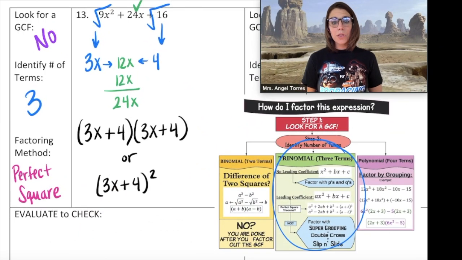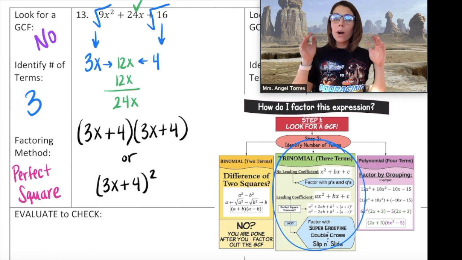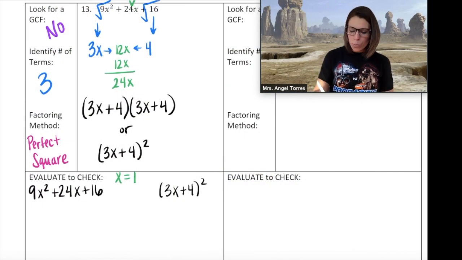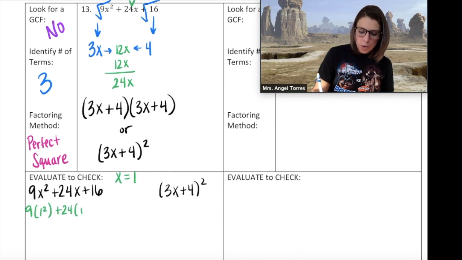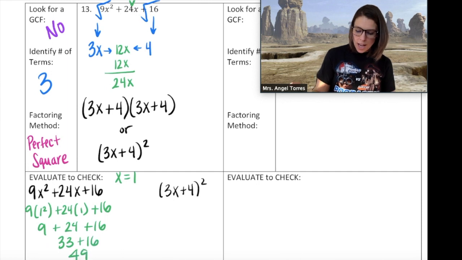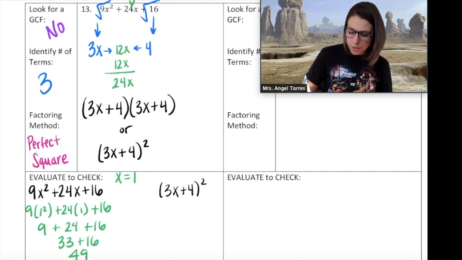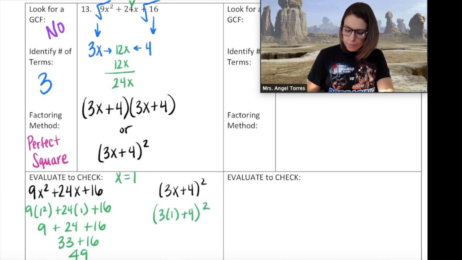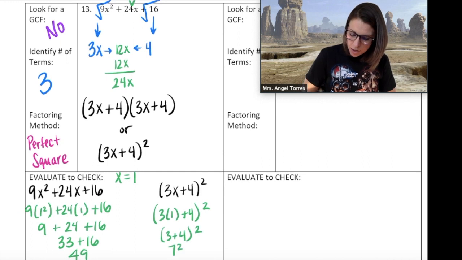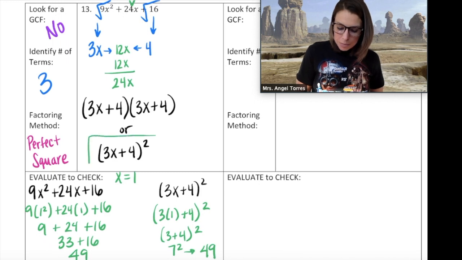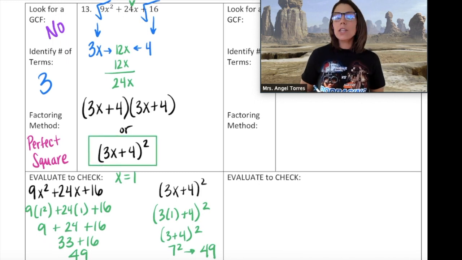All right, I ended up with 3x plus 4 times 3x plus 4, or the binomial 3x plus 4 squared. Let's set up our evaluate to check. Here we go, evaluating when x equals 1. 9 times 1 squared plus 24 times 1 plus 16 is 9 plus 24 plus 16, which is 33 plus 16, or 49. So the first expression has a value of 49. Let's check the second expression. 3 times 1 plus 4 squared. 3 plus 4 squared, 7 squared. Also has a value of 49, so I know that this perfect square is equivalent to the trinomial that I started with.